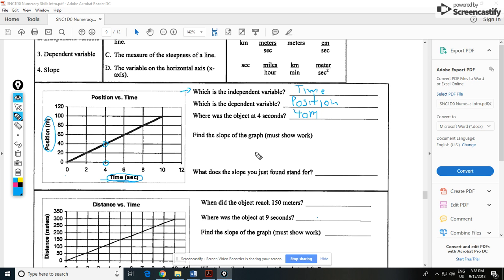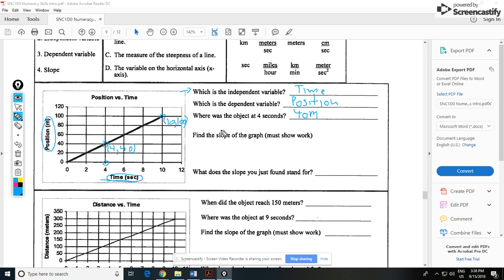Then you're asked to find the slope of the graph. To find the slope of the graph, you need to choose 2 points on the graph. It doesn't really matter which ones. So I'll choose the 2 that I've circled here. Write their coordinates down. You always write the x coordinate first, so 10, and then the y coordinate here is 100. So let's write that down. And then we'll do the same thing over here. So the x coordinate is 4 and the y coordinate is 40.